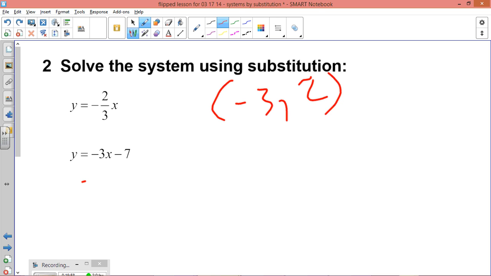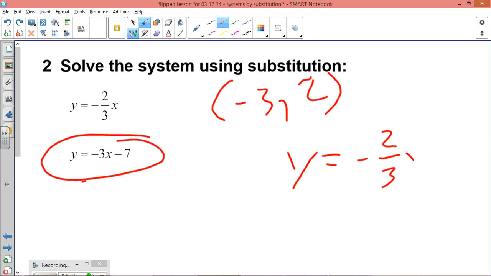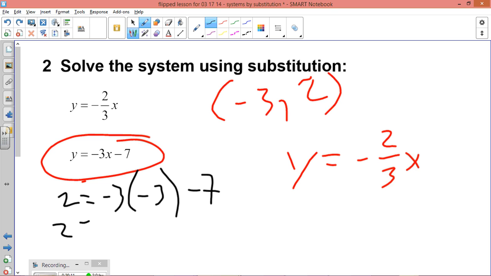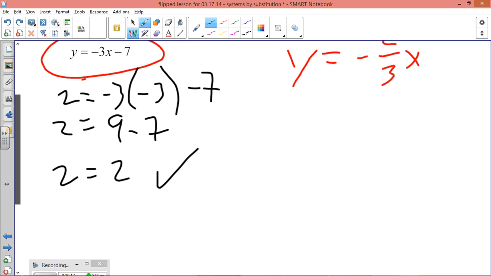So I have this equation here, and y equals negative 2/3 times x. So now I plug it in. Y is 2 equals negative 3 times x is negative 3 minus 7. This is 2 equals negative 3 times negative 3 is 9. So 9 minus 7. I get 2 equals 2, and the people rejoice.